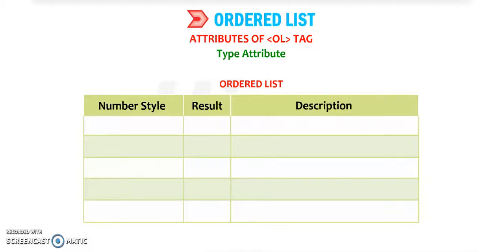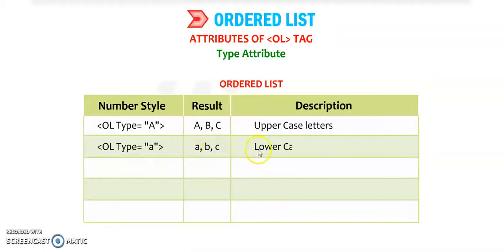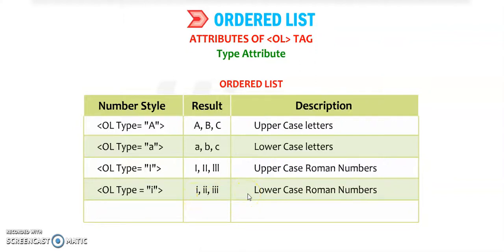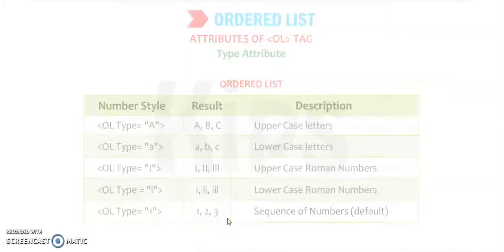So for ordered list, if OL type capital A, it means result ABC list will be displayed in uppercase letters only. If we write OL type small a, the list will be small a, b, c, d, lowercase letters. Then OL type, if we write capital Roman numbers, the first, second, third will be uppercase Roman numbers. If we write small Roman numbers, the sequence will be displayed as lowercase Roman numbers. Next, OL type 1 will give 1, 2, 3 sequence of numbers by default.